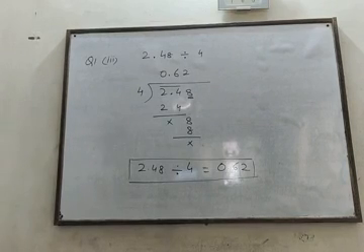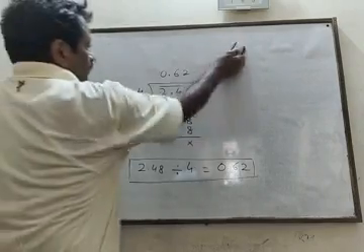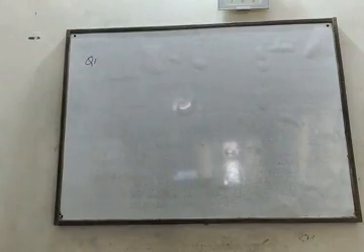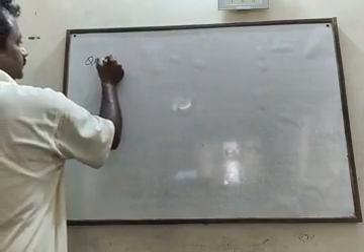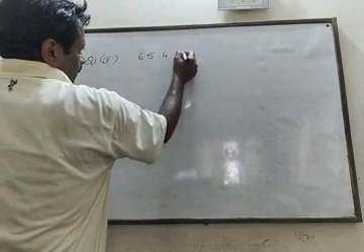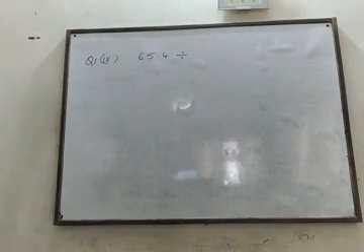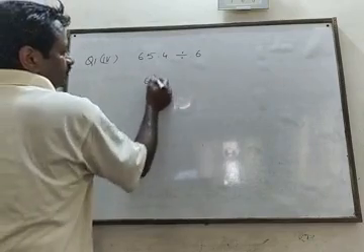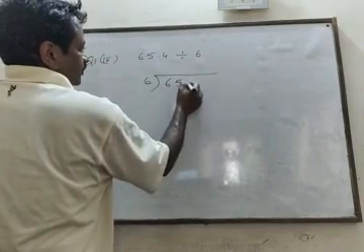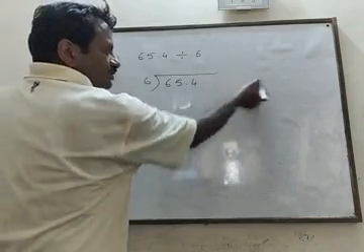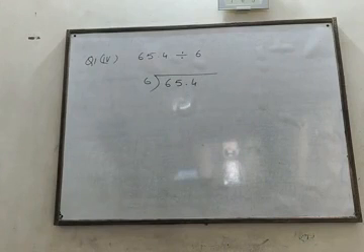Fourth part. Fourth part is 65.4 divided by 6. So 6, 65.4. Even point is there, so we can put the zeros at the last whenever we will require.